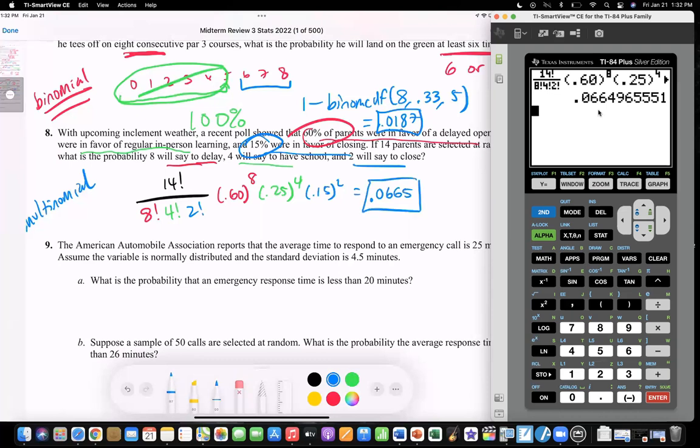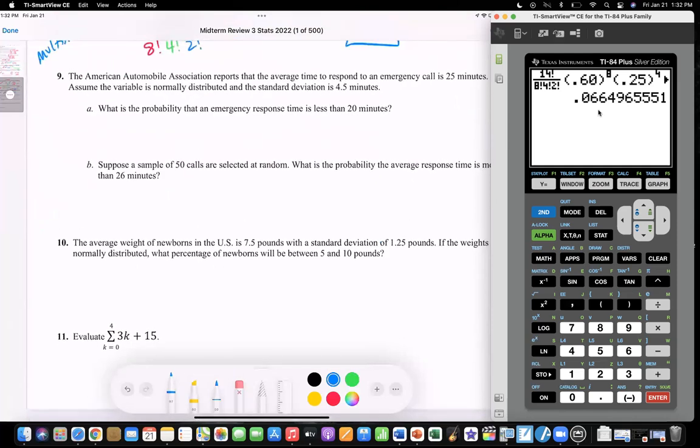Okay, let's move on to this last piece here, so the normal distribution. It tells me that the average time to respond to an emergency call is 25 minutes. We have the variable being normally distributed, so we're using our normal distribution. And it tells me the standard deviation as well. What is the probability that emergency response time will be less than 20 minutes?